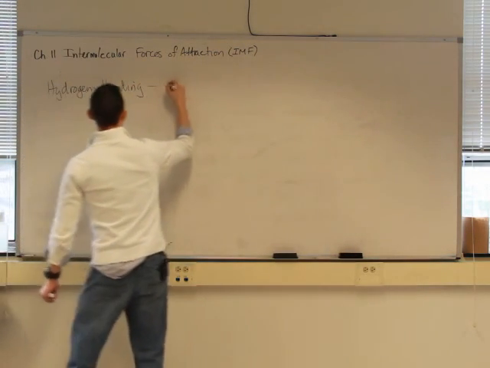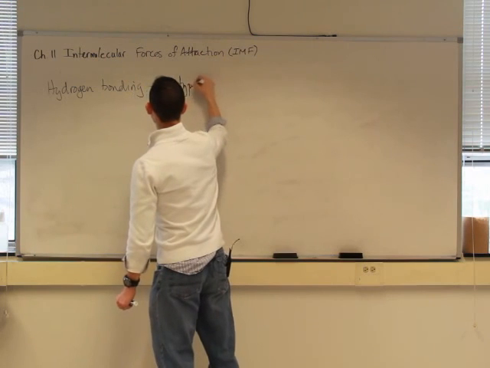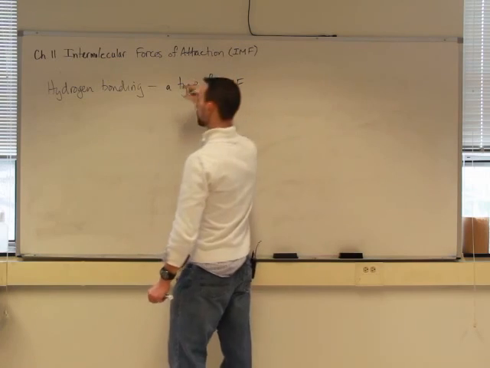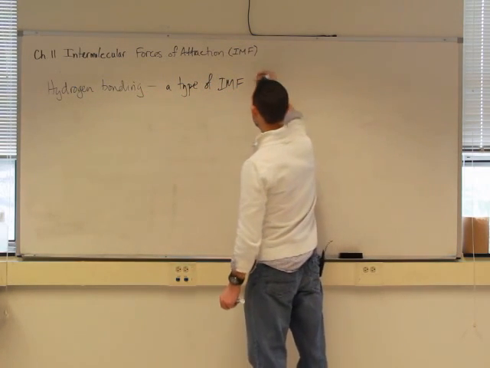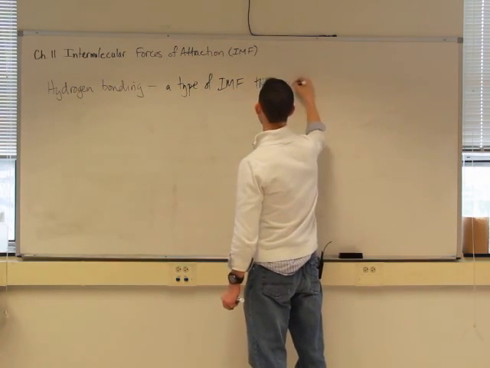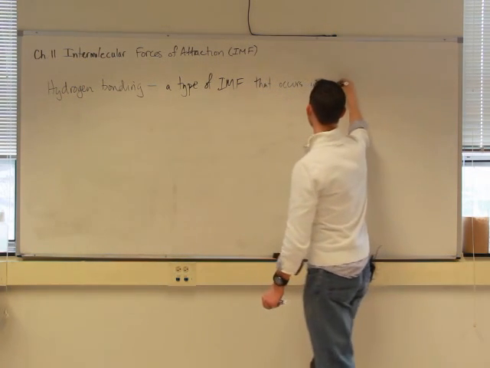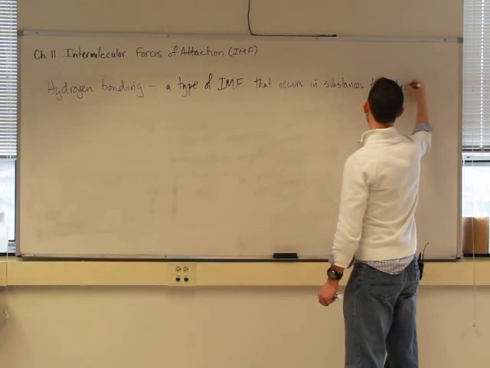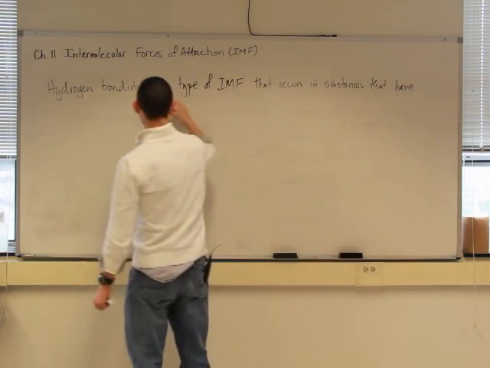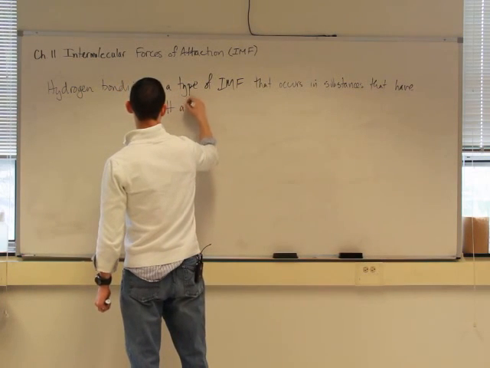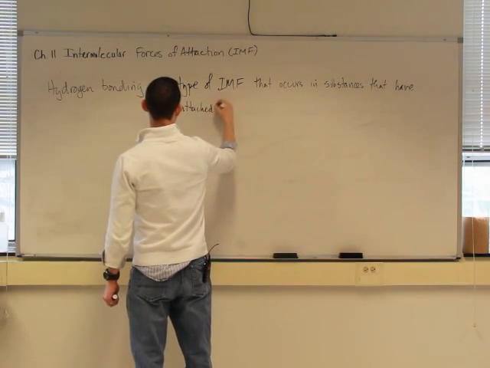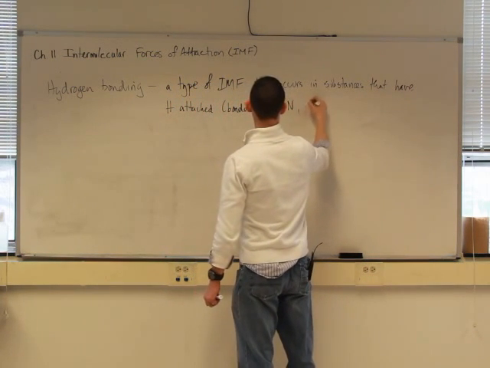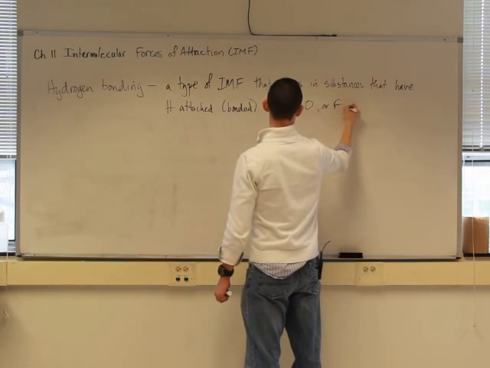Hydrogen bonding. Hydrogen bonding is a type of intermolecular force. It's not a type of bond, even though it's got the word bond in it. It's a type of intermolecular force that occurs in substances that have hydrogen attached or bonded to either nitrogen, oxygen, or fluorine.